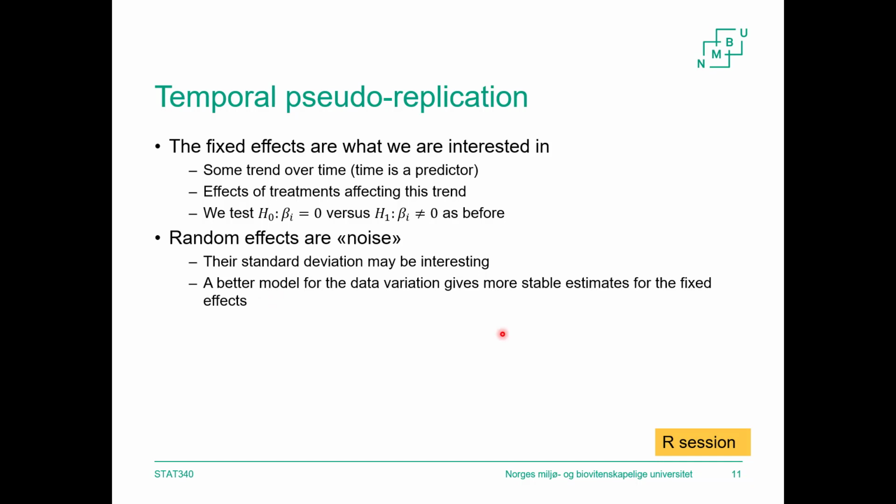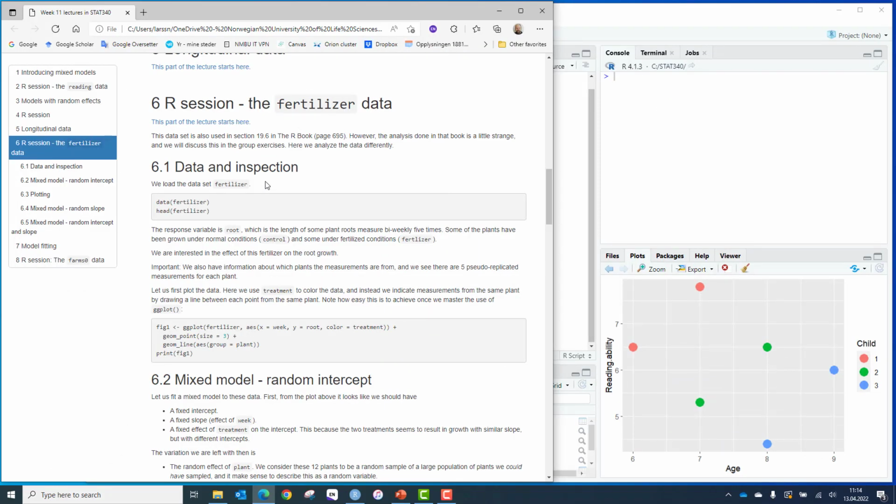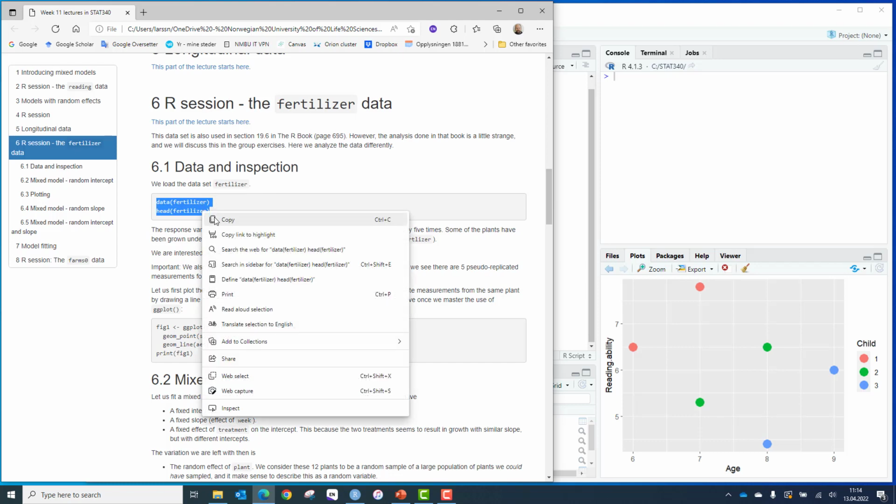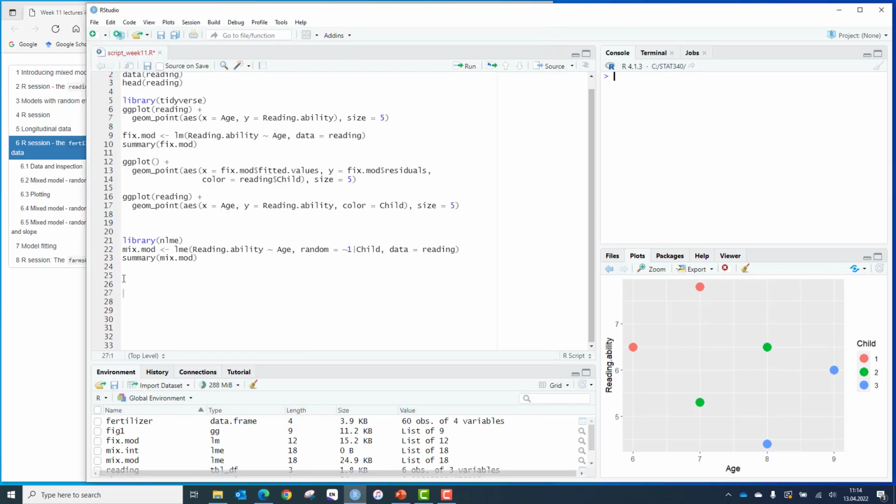So let's go back to R and do some fitting of mixed models to data with pseudo-replication. Let's have a look at this fertilizer data. This is a data set actually from the R book that we can load, but we have it in our R package, so we can actually load it like this.